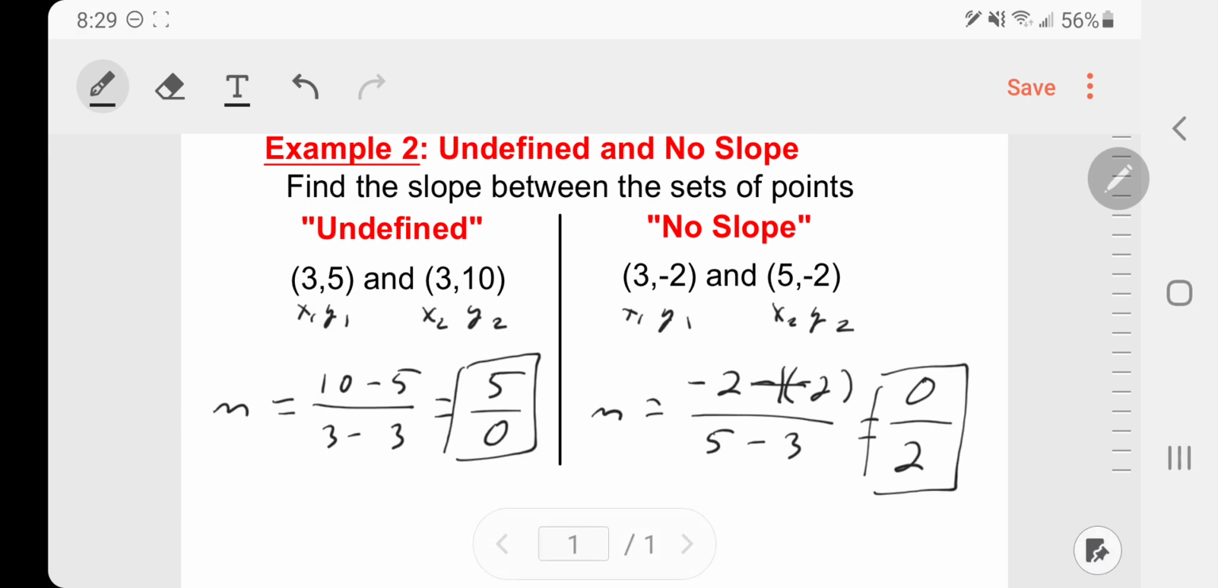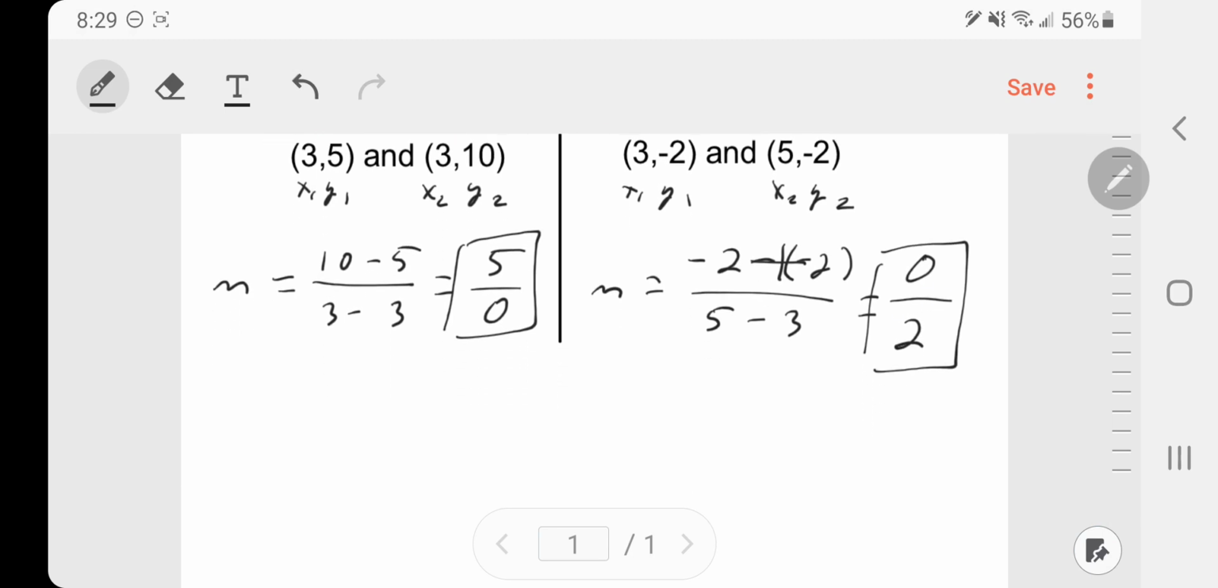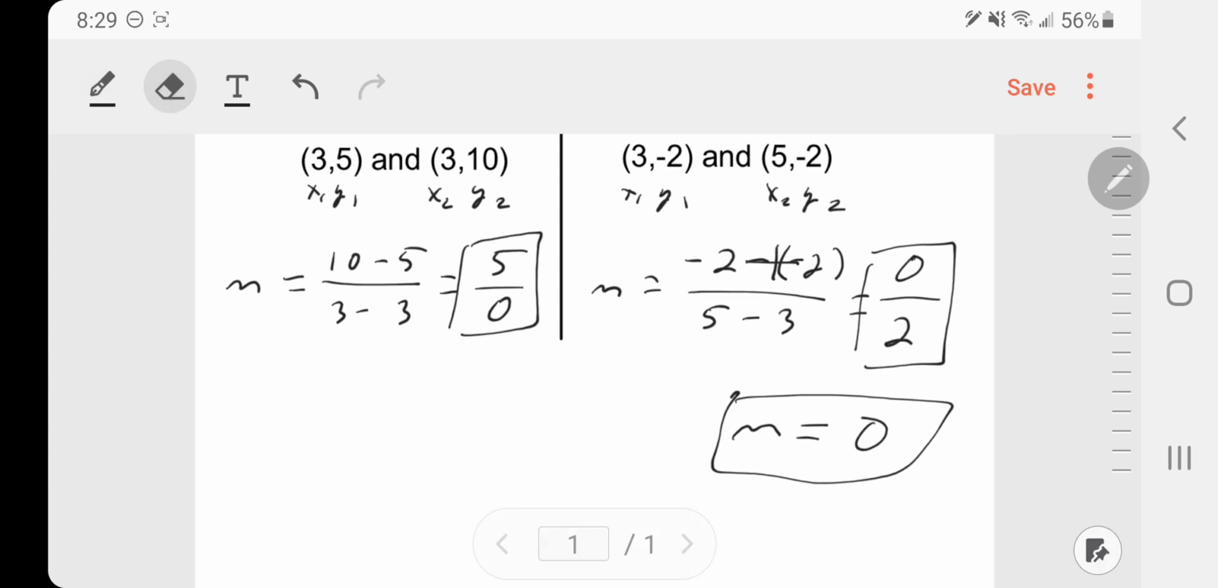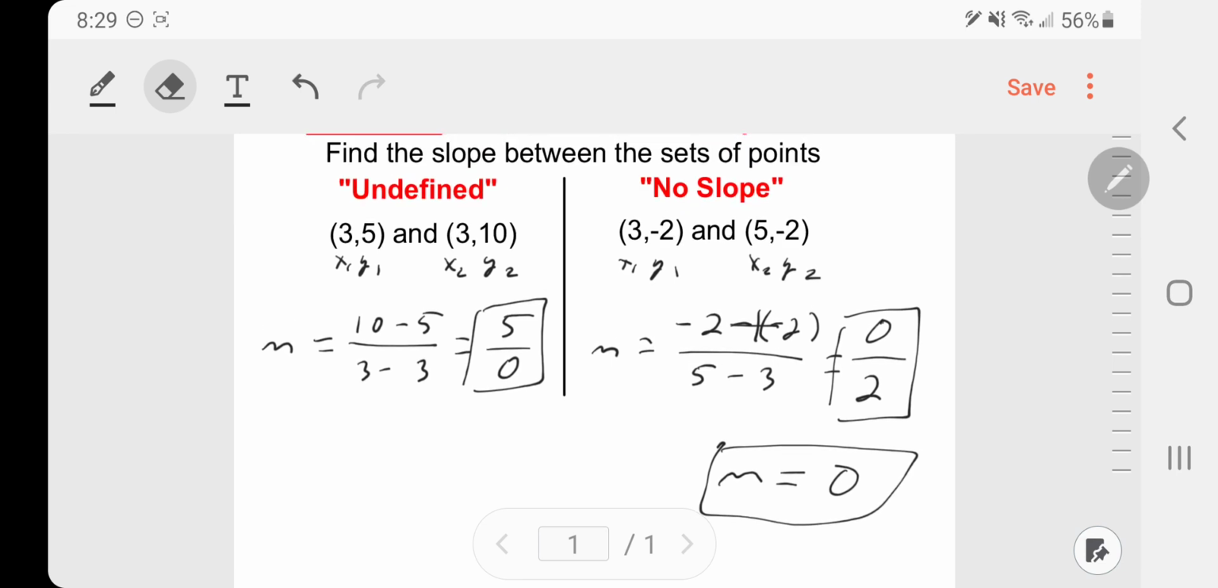Now, the difference with this one is we have 0 as the numerator. That's a big difference from having 0 as the denominator. When you have 0 as the numerator, that just means that your actual slope for this is 0. Okay, so that means that your slope for this one, your m, is 0. Okay, this means that you're looking at a horizontal line, perfectly flat like that. Anything that has no slope to it is horizontal, and that is 0.